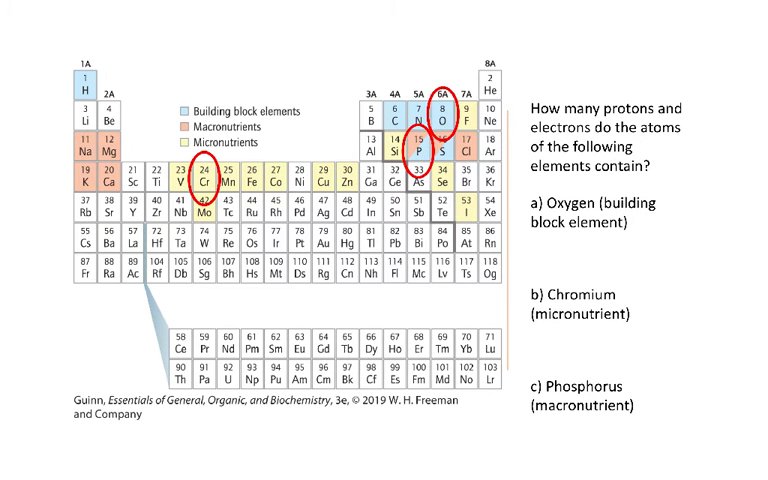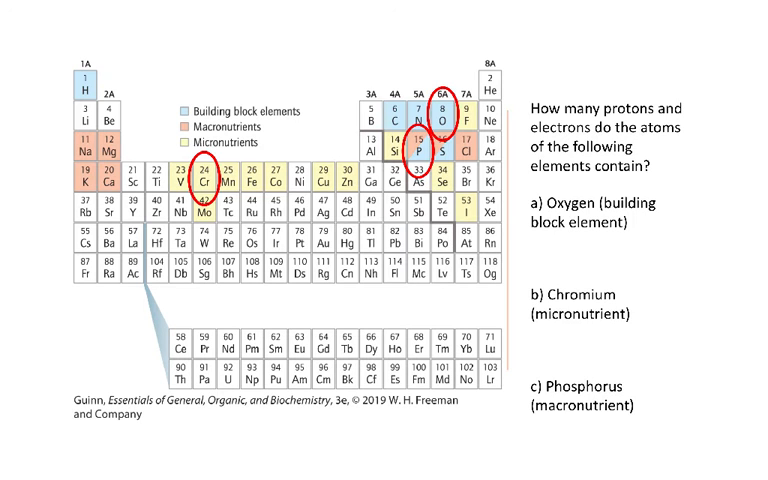How many protons and electrons do the following elements contain? So this is kind of a review back to the last section, but looking at each of these types of elements that are important to biochemistry. So number one, oxygen. It's a building block element. How many protons and electrons do the atoms of oxygen contain? Okay, well, how do you know that?